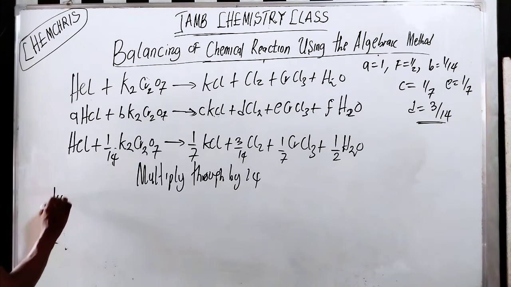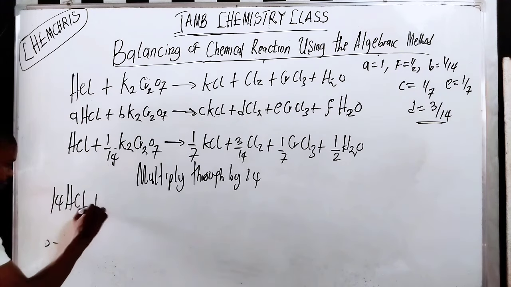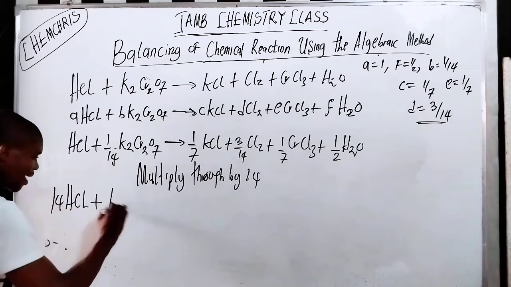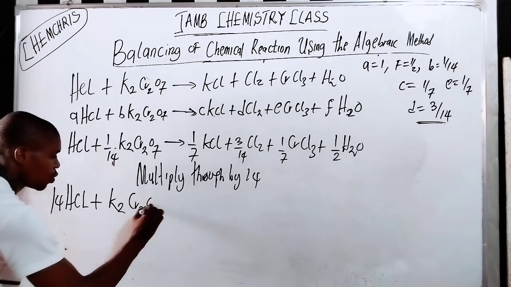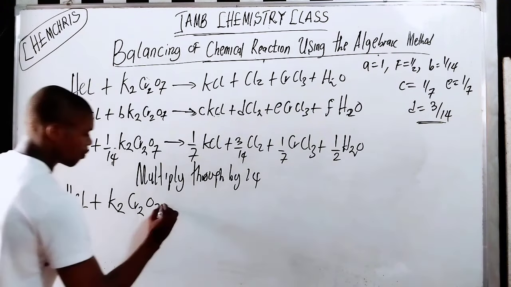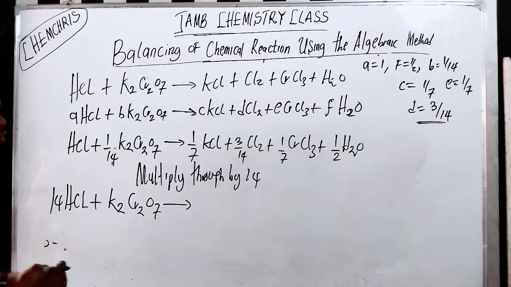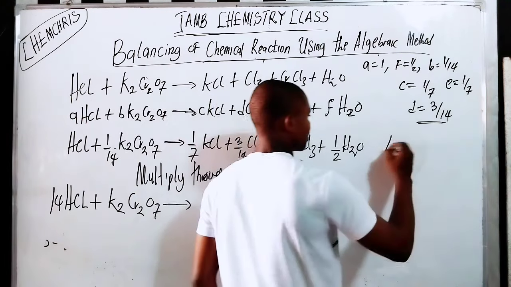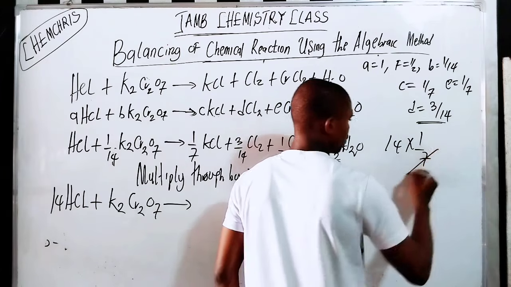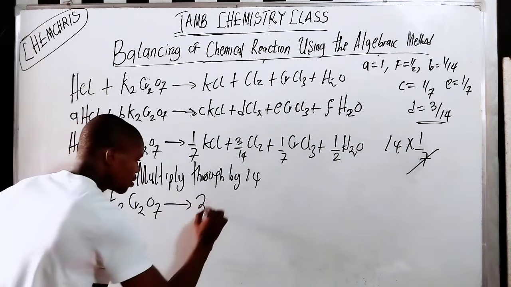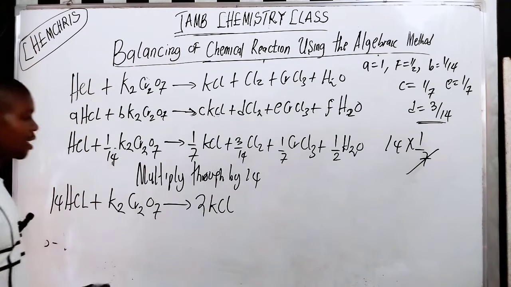So 14 HCl plus 14 times 1 over 14 is 1 K2Cr2O7, right? What is next here? 14 times 1 over 7 is going to be 2, because 14 times 1 over 7 is 2. So you're going to have 2 KCl. Can you see that?